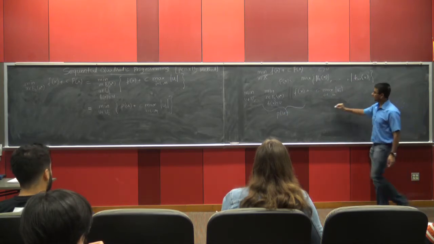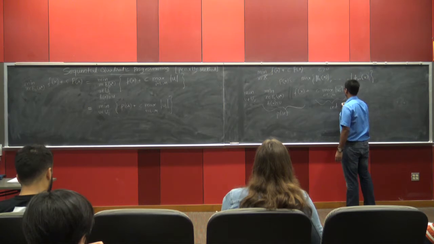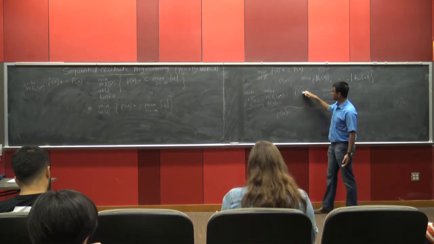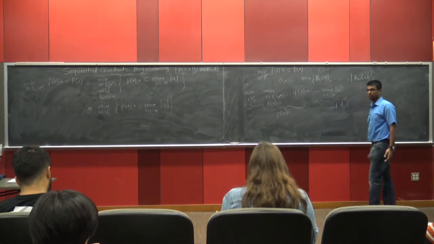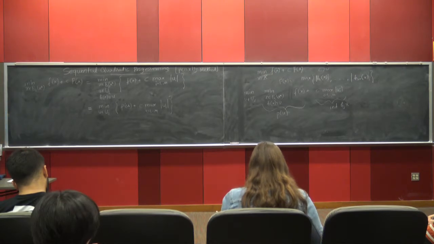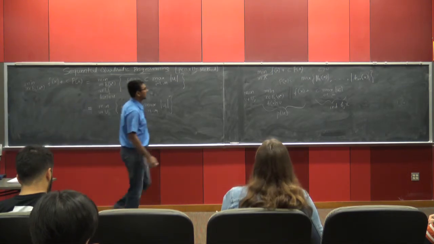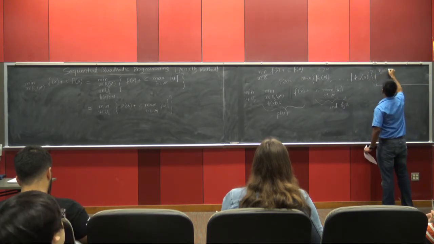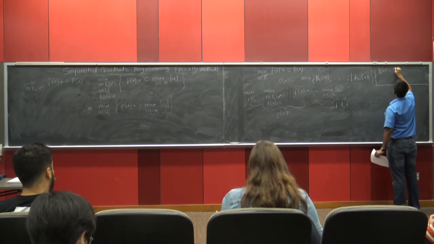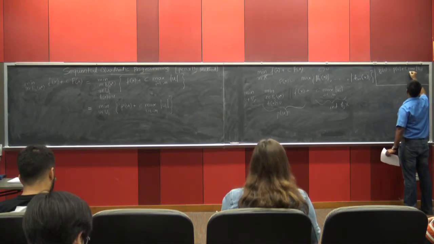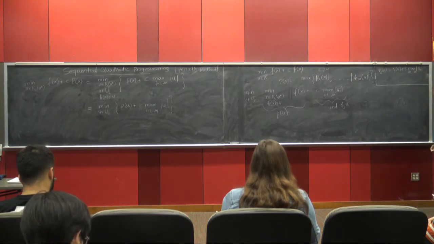And this part is fairly clear. This is independent of x, so I don't have to consider it. All I have to consider is this minimization problem, and by definition, it's equal to P of u. Let me call this PC of u as P of u plus C max of absolute value of ui. Okay, that's the definition.